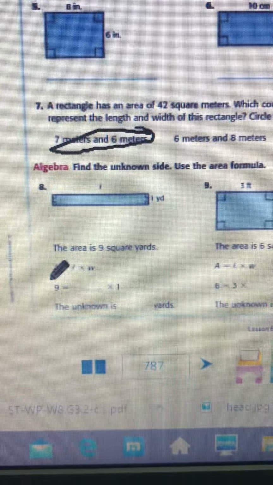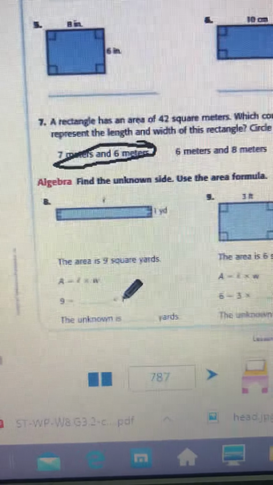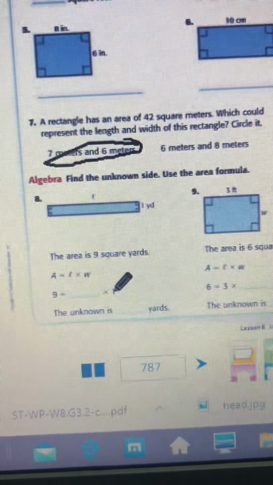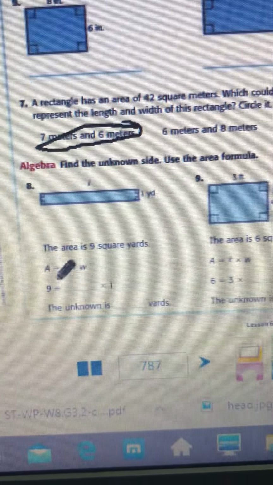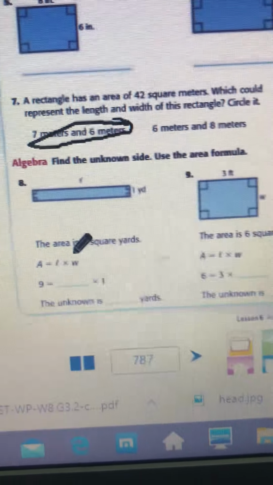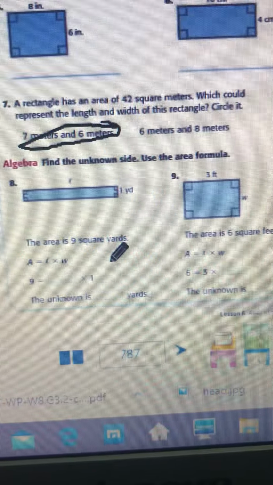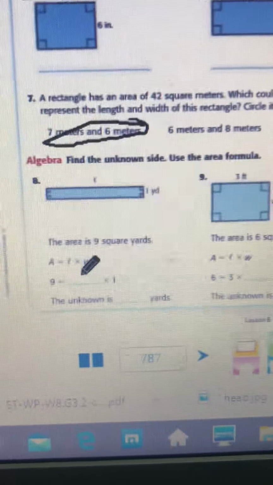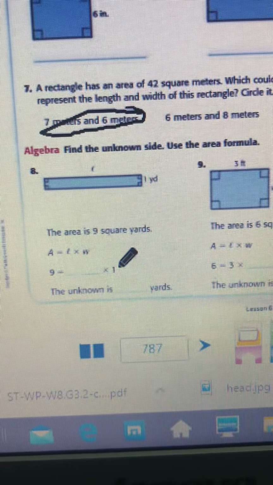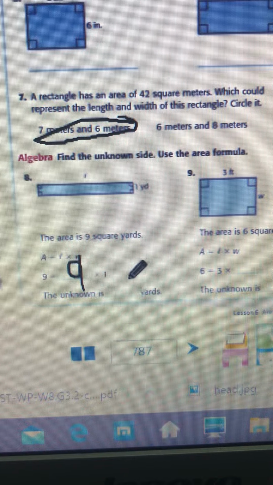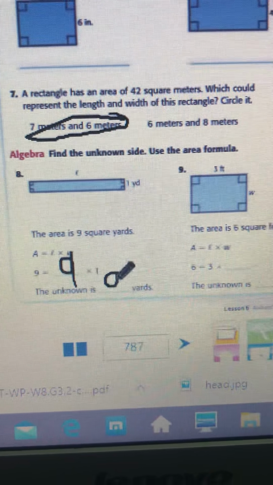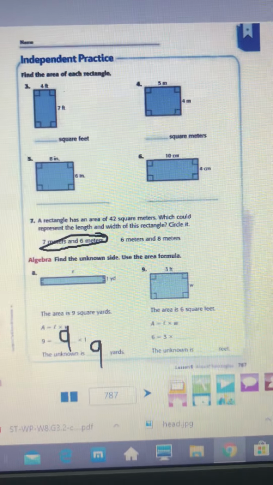As you can see, 9 equals times 1. Meaning they're asking what number should we multiply to 1 to get 9 as the area. So we will do the opposite of multiplication, which is divide. 9 divided by 1. Correct. The answer will be 9. Okay? So try the next one. Show me your answer later and send it to me through WhatsApp.